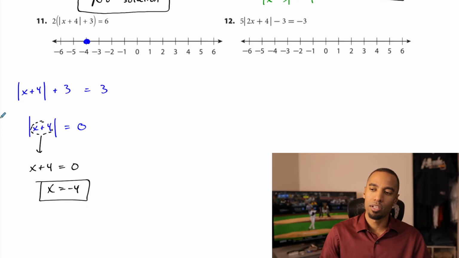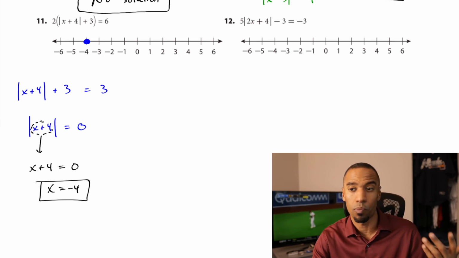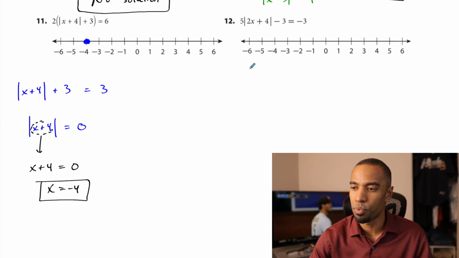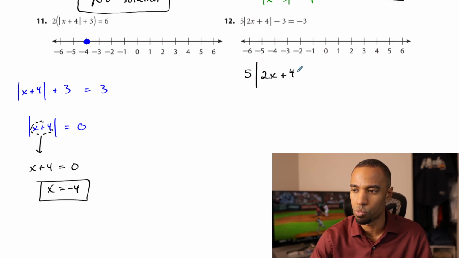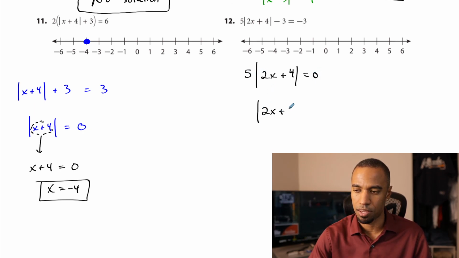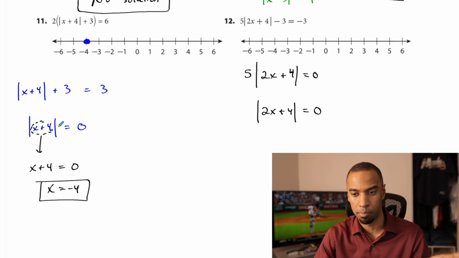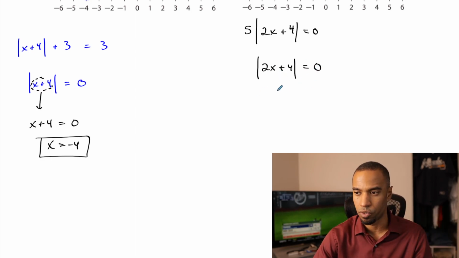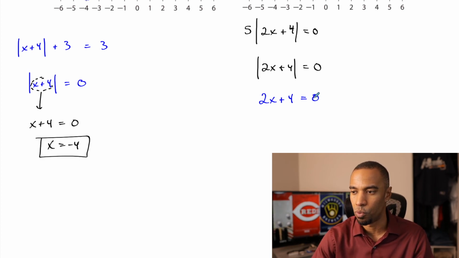And the last problem I want to do with you guys here, number 12. I don't know if there's anything real special about it other than what you just saw in this last problem. If I add 3 to both sides, negative 3 plus 3 is 0. So I get 5 times the absolute value of 2x plus 4 equals 0. Divide both sides by 5, I get the absolute value of 2x plus 4 equals 0. It looks very similar to what we did before. There's only one condition that can do this because 0 is neither positive nor negative. So 2x plus 4 has got to equal 0.